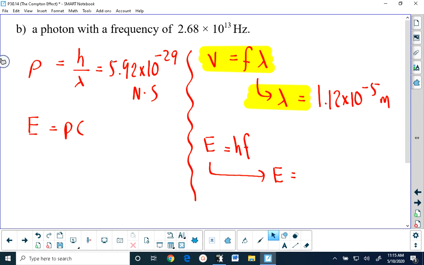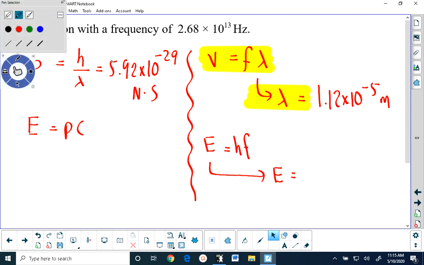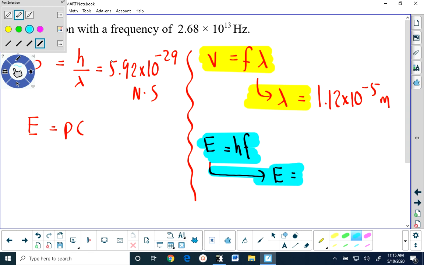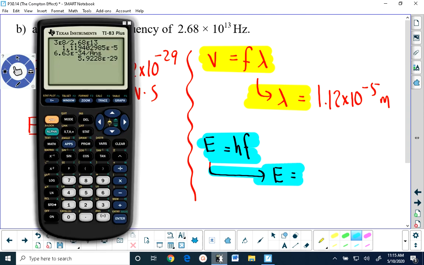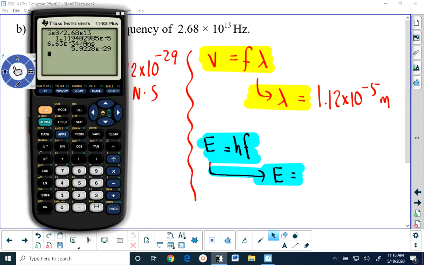We could do that, or what we could do is go to E equals hf to find the energy of the photon. Remember, you have to use standard units. You cannot use electron volts.